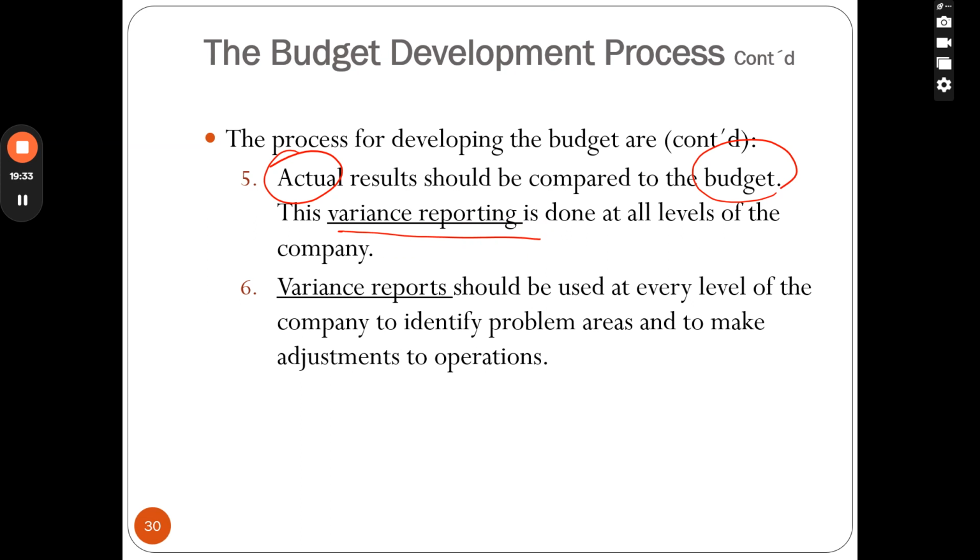What actually happened and what is supposed to happen. That is what a variance report is. A variance report should be used at every level of the company to identify problem areas and to make adjustments to the operations.